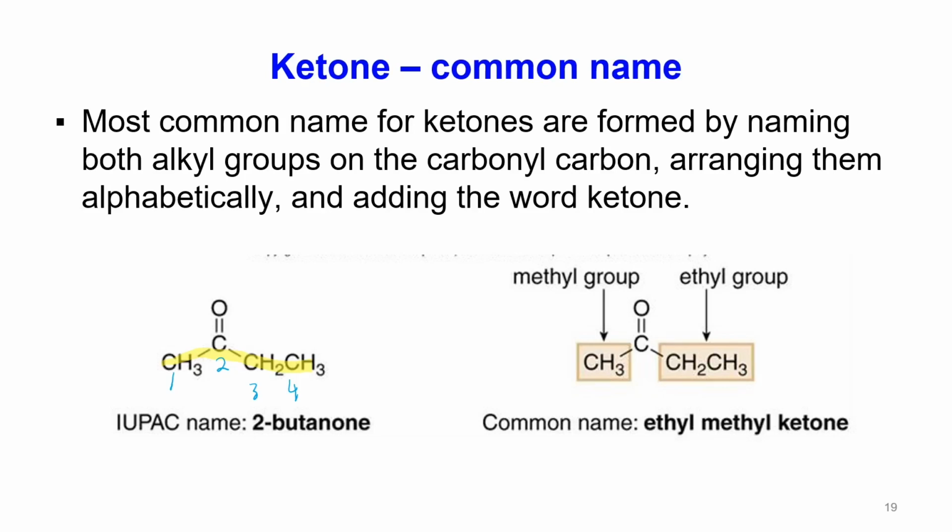At the carbon double bond O, we have a methyl group on the left side and an ethyl group on the right side. So the common name for this structure is ethyl methyl ketone.